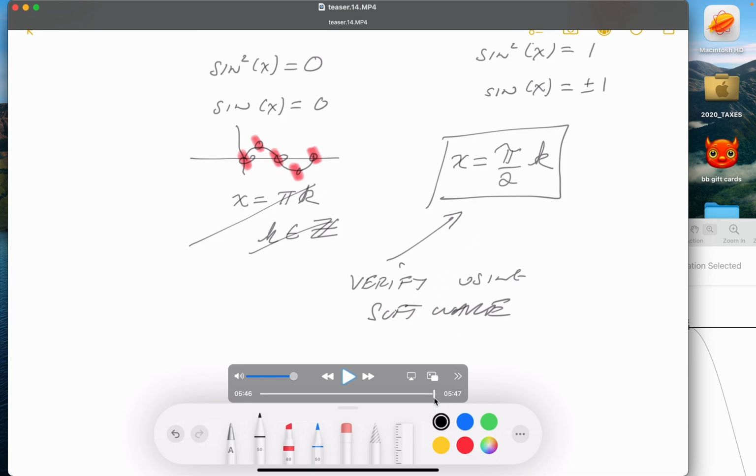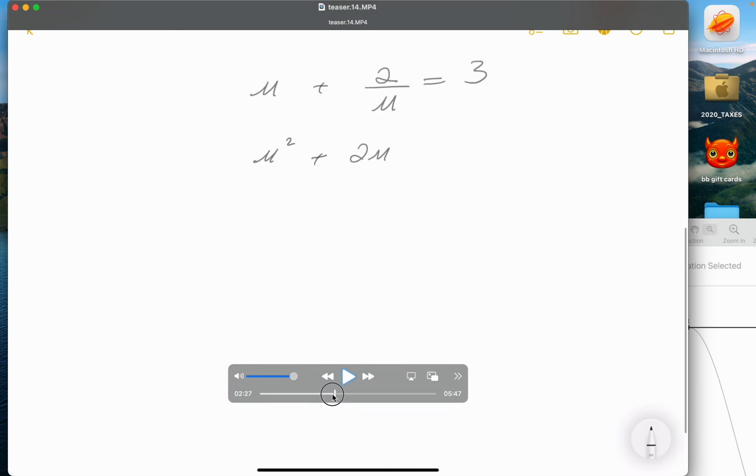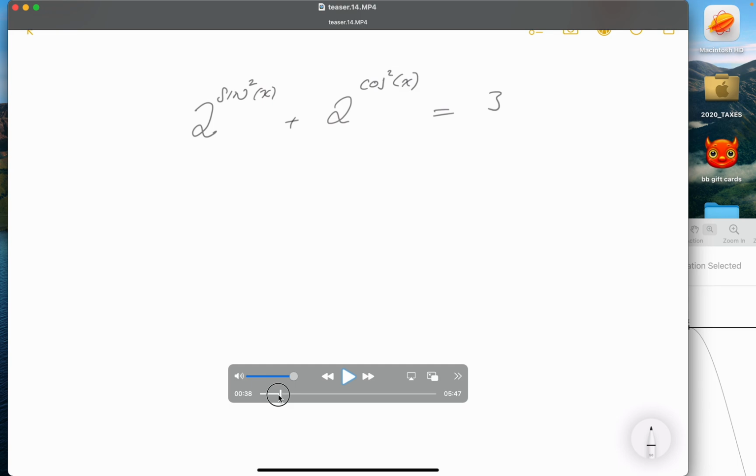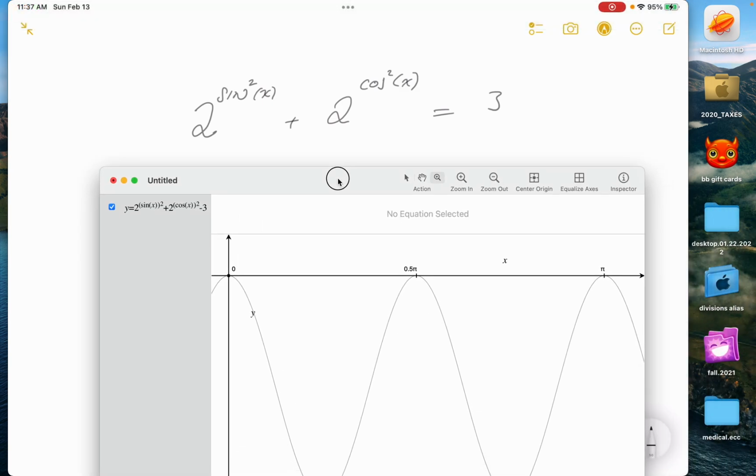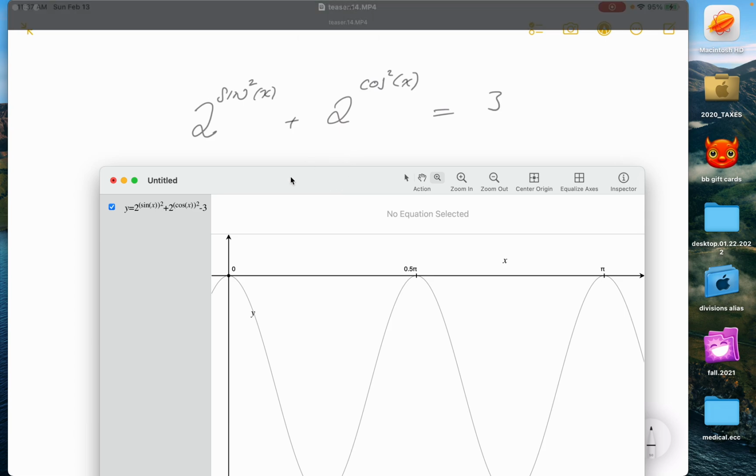So what I want to do is go back to the actual problem itself, because you may not remember it. I'm going backwards in the video now. Whoops, and I'm going to go here. And what I did was I'm using software, and using software, I plotted out, and you may wonder what I'm plotting out. I'm actually not plotting this out. I'm plotting out 2 to the sine squared x plus 2 to the cosine squared x minus 3, and I'm really looking for the zeros.